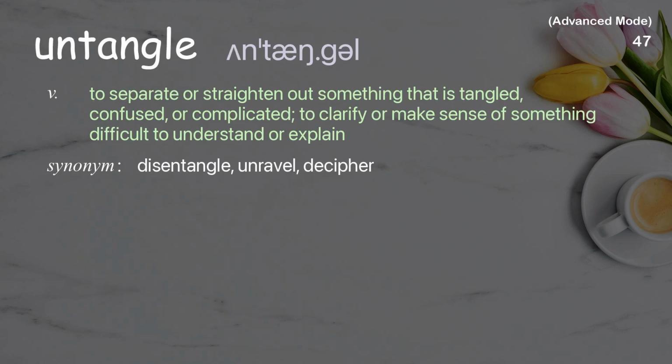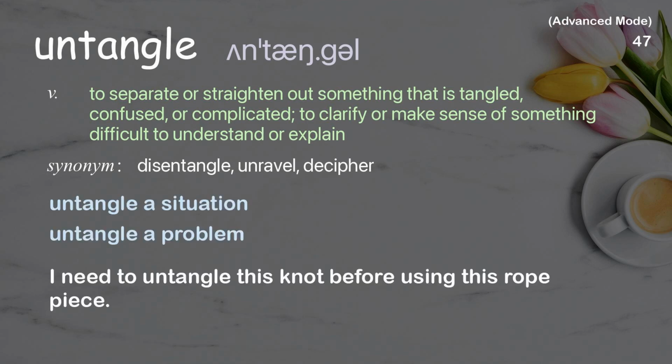Untangle. To separate or straighten out something that is tangled, confused, or complicated; to clarify or make sense of something difficult to understand or explain. Untangle a situation. Untangle a problem. I need to untangle this knot before using this rope piece.